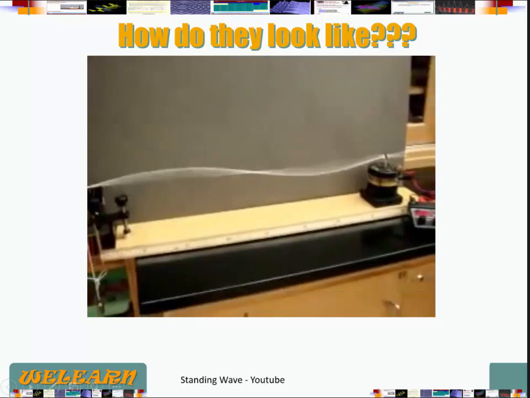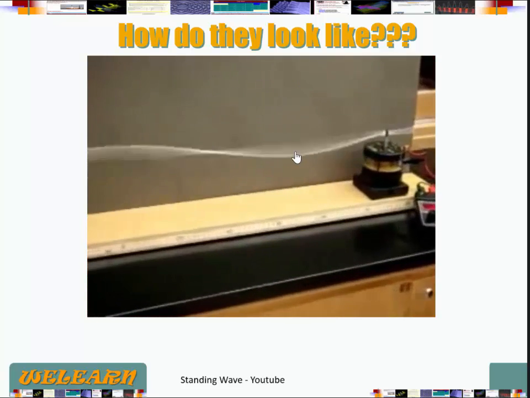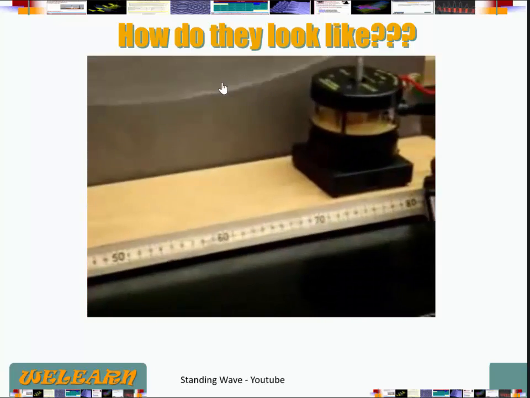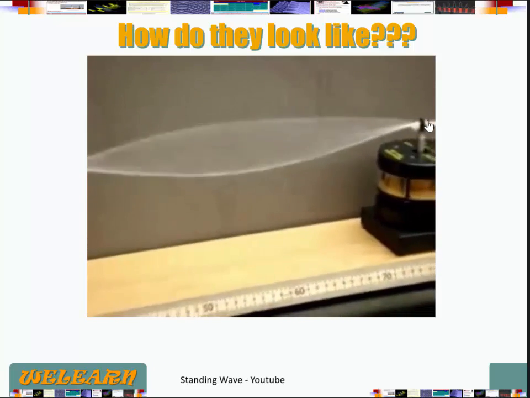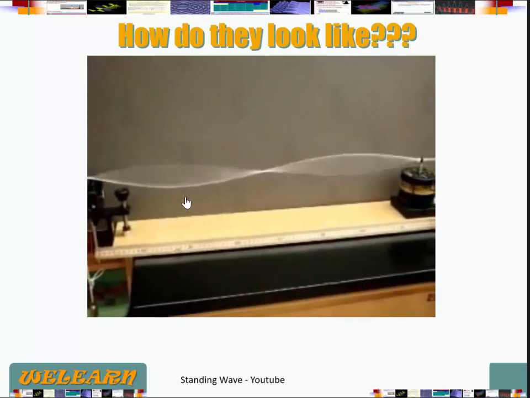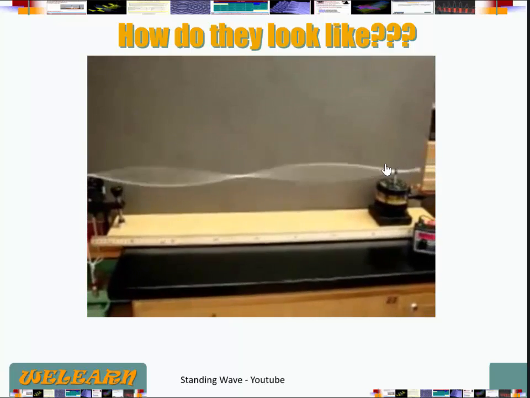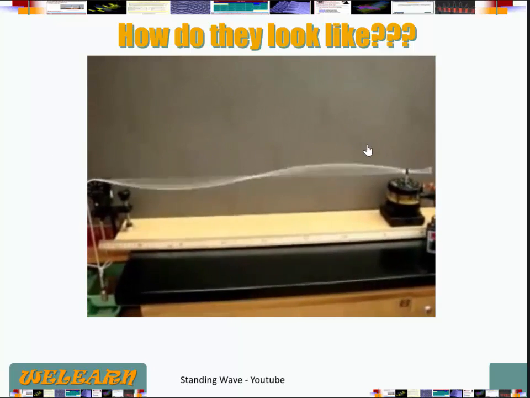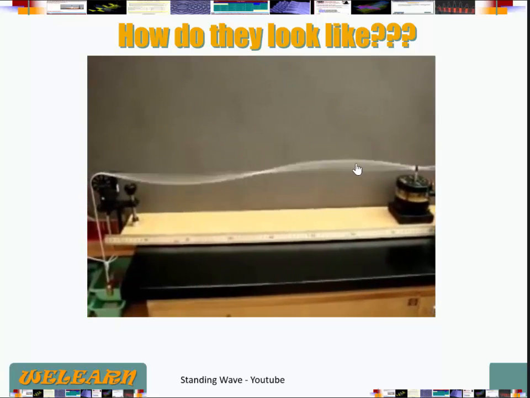Okay, let's see it play. You see here the string move up and down with maximum amplitude. That's the antinode. Here it does not move much. That's the node. Does not move much. That's the node. And we have a standing wave. You don't see the wave moving towards the left or towards the right. That's why we call it a standing wave after all.